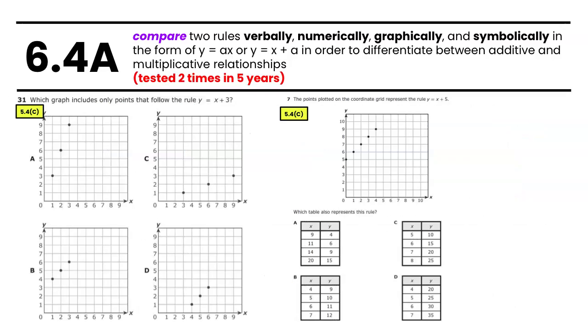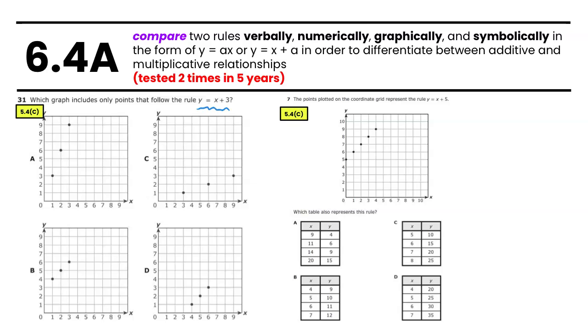I mentioned earlier in the video that students come in with some prior knowledge in the area of 6.4a. TEK 5.4c from 5th grade says that students should be able to generate a numerical pattern when given a rule in the form y equals ax or y equals x plus a, and then be able to graph. And so what students would do in this particular case is take the rule that they were given, y equals x plus 3, and begin to generate a numerical pattern.